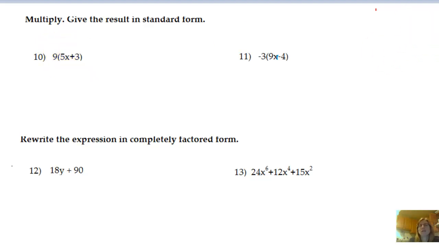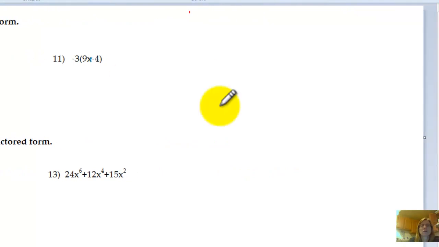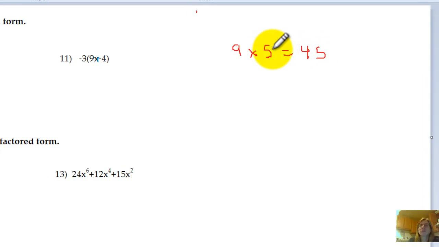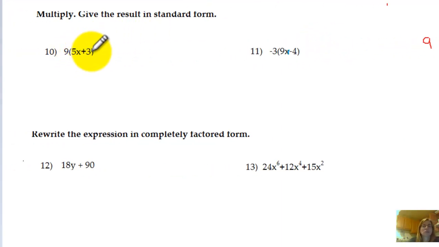Just like 9 times, if it were just 5, 9 times 5 equals 45, and 9 and 5 are factors of 45. Well, it just so happens that this 5 is expanded into an expression, but the two together are still factors. The 9, and then what's in the parentheses is the other factor. Same here, the negative 3 is a factor, and this inside is another factor. In this situation, they want you to not have it in factored form, but in standard form or simplified form.